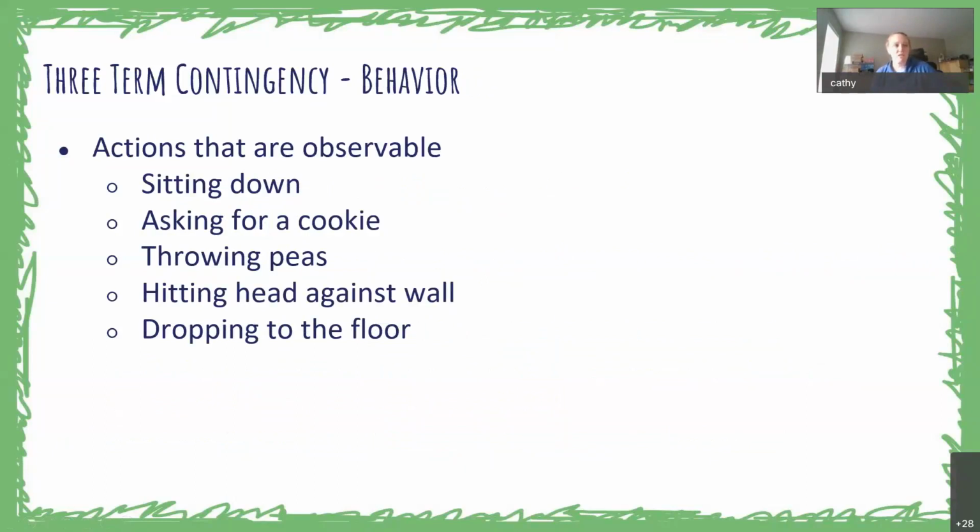Behavior is those things that are observable. It's either sitting down, asking for something, throwing something, hitting their head against the wall, hitting you, things like that, dropping to the floor. All of those are behaviors that we're looking at. So we want to be able to identify what we're trying to address and really be able to define that in a way that is observable and that we can work to specifically identify so we can reduce it.